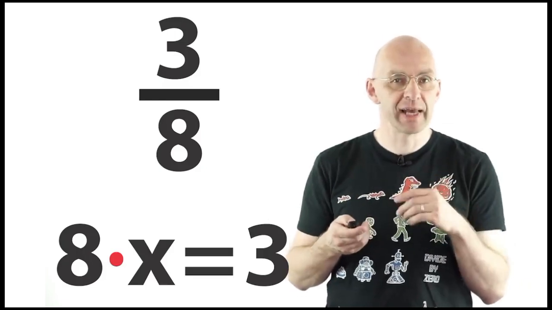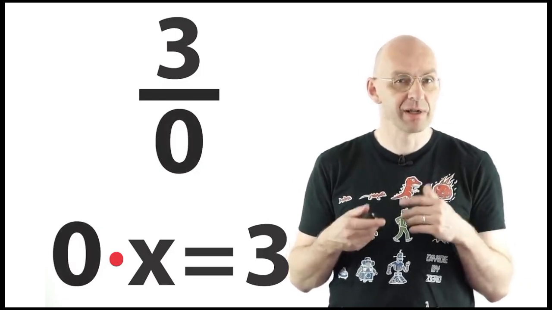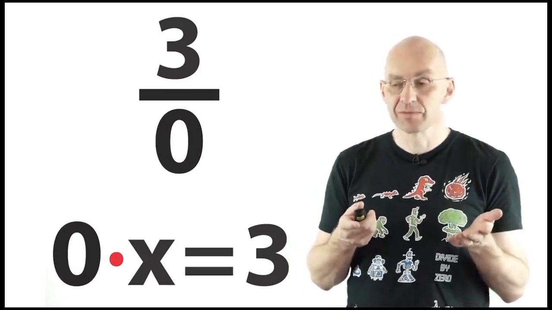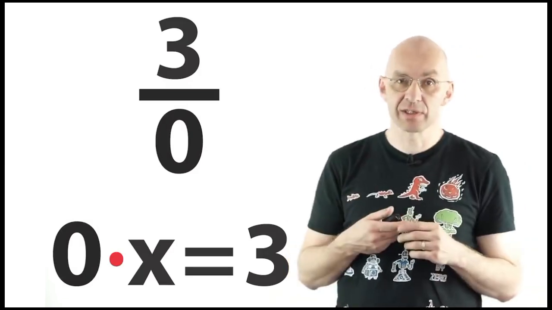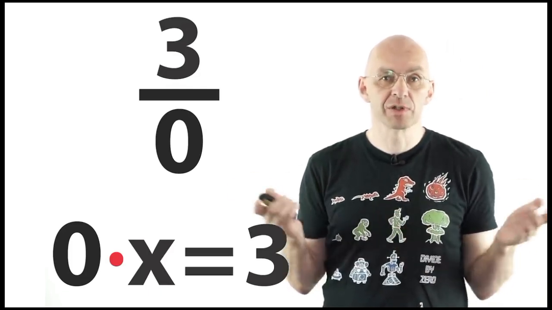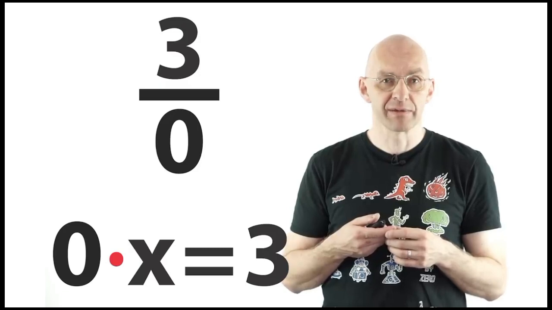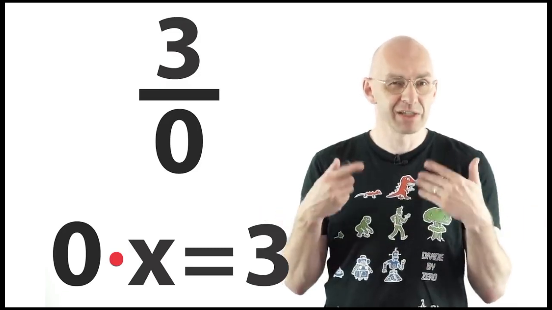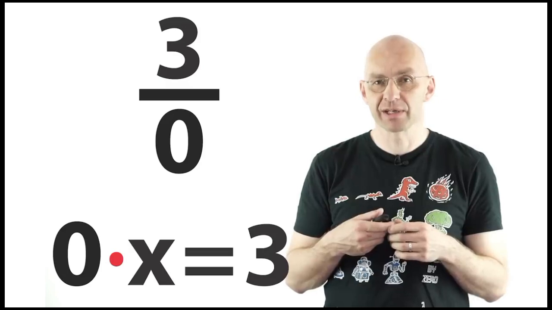Okay, so let's change 8 to 0 and see what happens. Well, we're immediately in trouble here because no number satisfies this equation. The equation will always be 0 is equal to 3. It's always wrong. So it sort of makes sense to stay away from something like this, right?